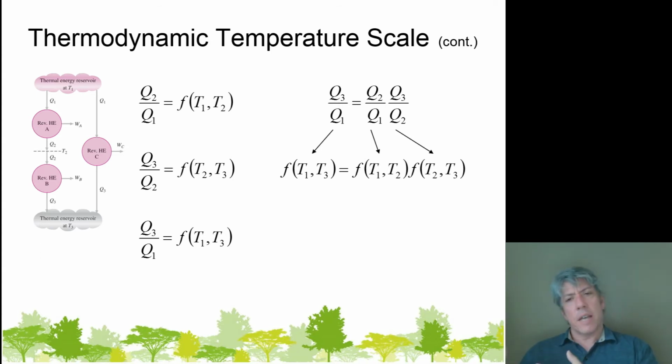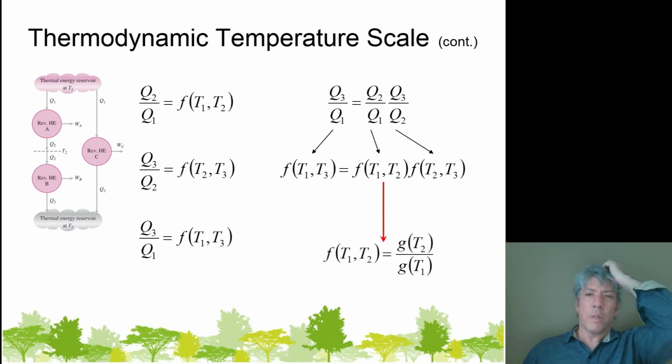But on the right-hand side, we have two separate functions who independently depend only on T1, T2 and T2, T3. But when we multiply them together, the temperature dependence on T2 must go away. To be consistent, the form of all these functions must be exactly the same, right? We're just talking about heat engines. So the functional form has to be identical for all three of these functions f on the right-hand side.